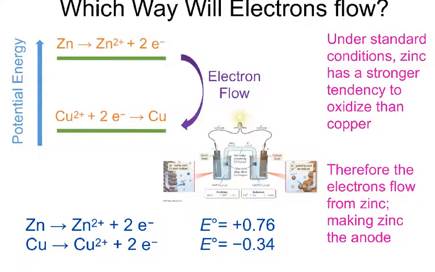We can look at cell potentials, and under standard conditions, the zinc has a positive cell potential. The reduction of copper has a negative cell potential. And so our electrons are going to flow from zinc to copper. Our zinc is oxidized, the potential for oxidation with the positive number, and our copper will be reduced, which is actually going to flip this reaction down here and change it to a positive reduction potential.